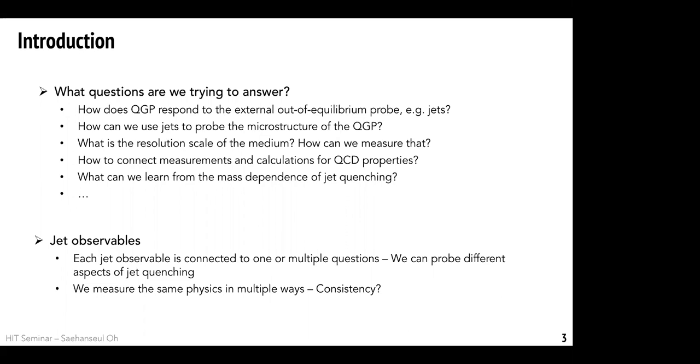So there are many questions that we can try to answer from jet measurements in heavy ion collisions. And there are quite many jet observables, and each jet observable is connected to one or multiple questions listed above. With each jet observable, we can probe different aspects of jet quenching. However, jet quenching is jet quenching, so we measure the same physics in multiple ways with different observables. In the end, we may need some consistency among what we find with the jet measurements.